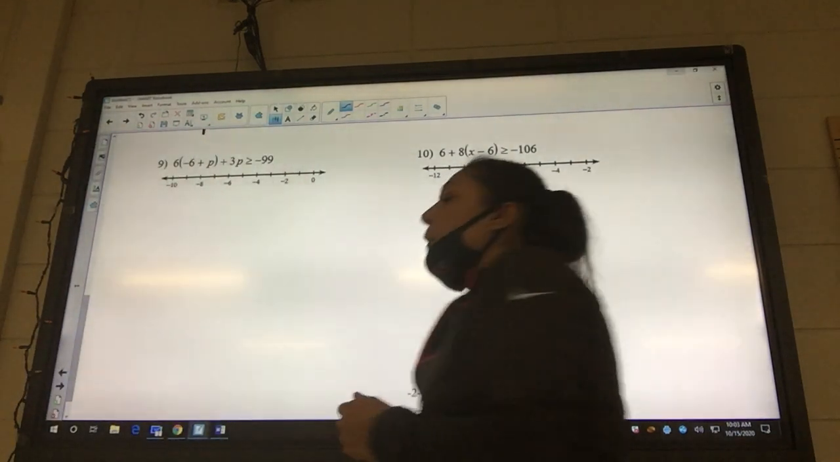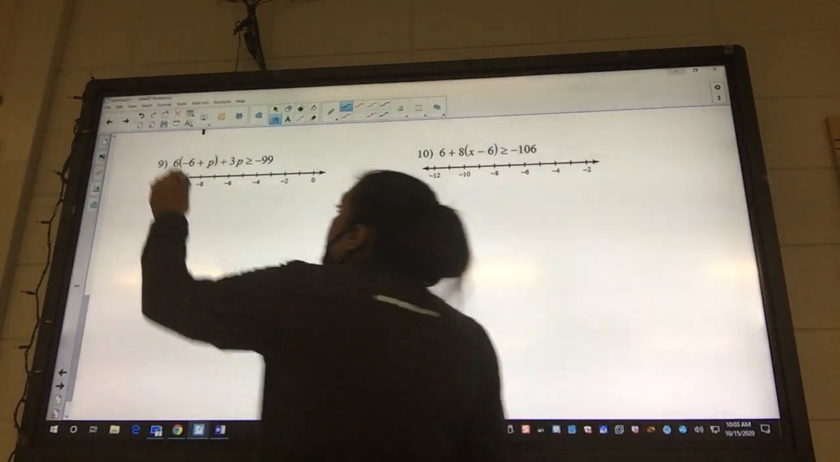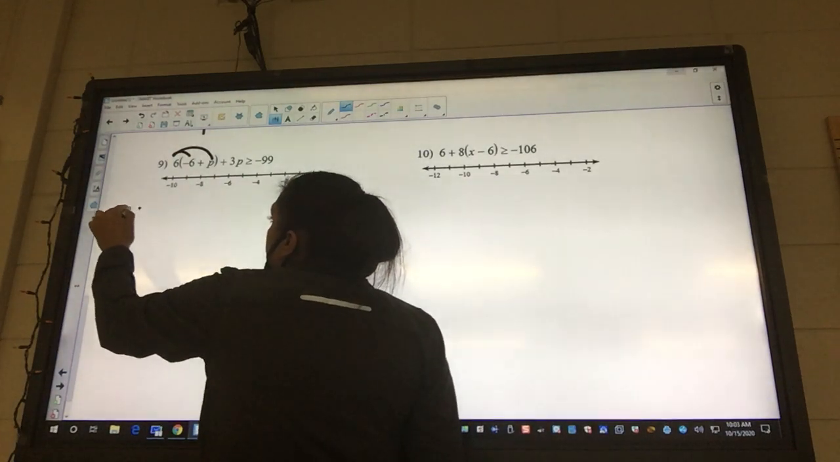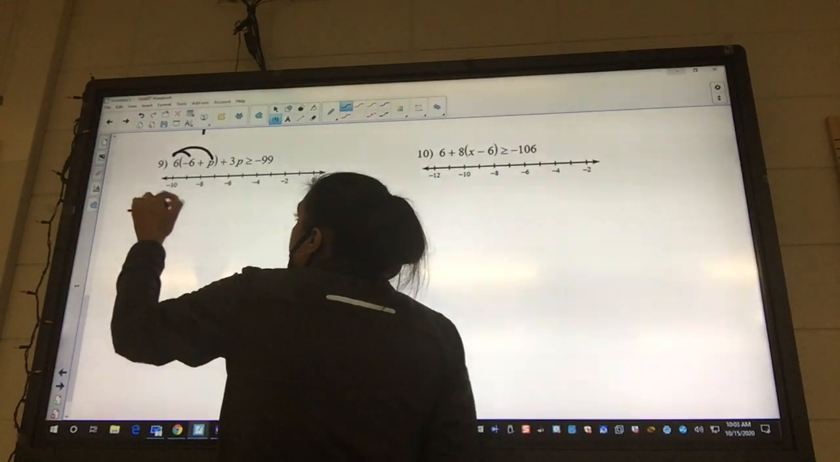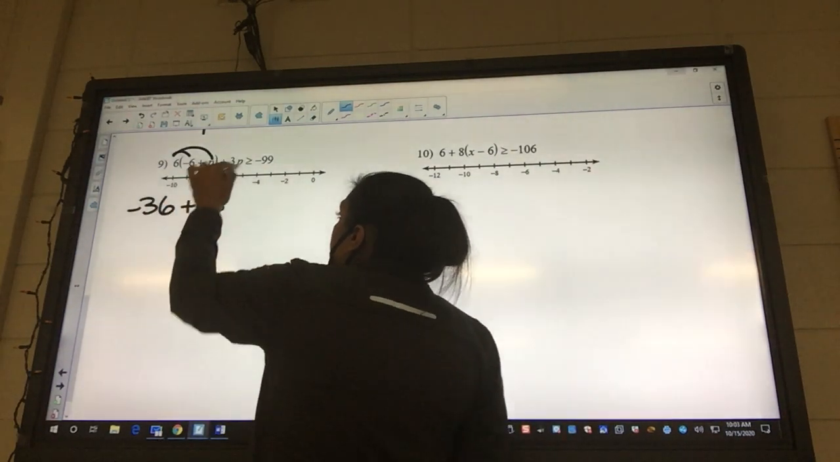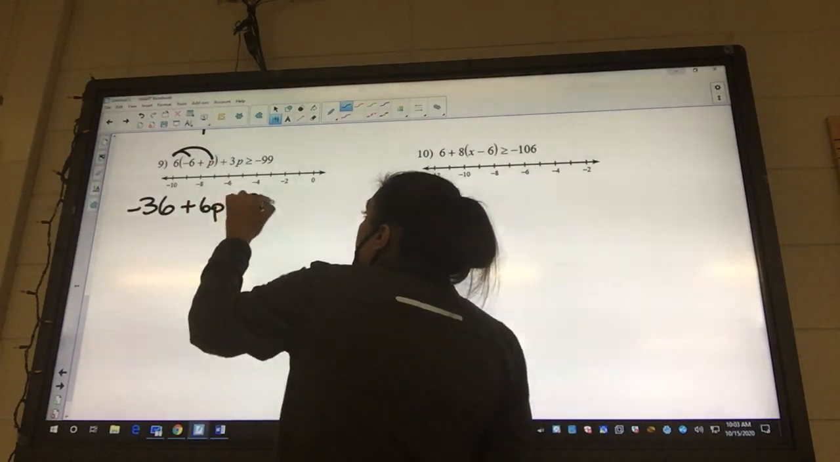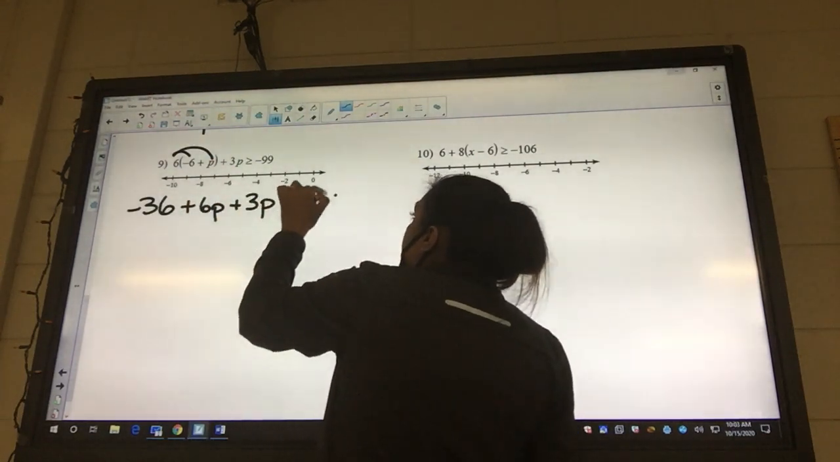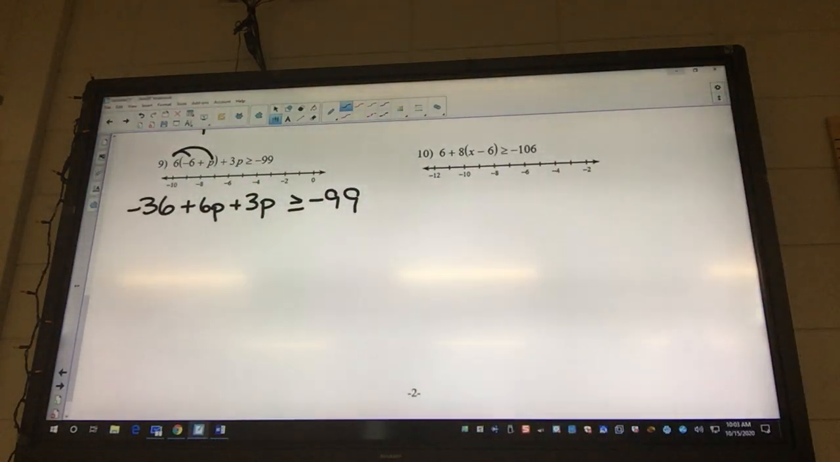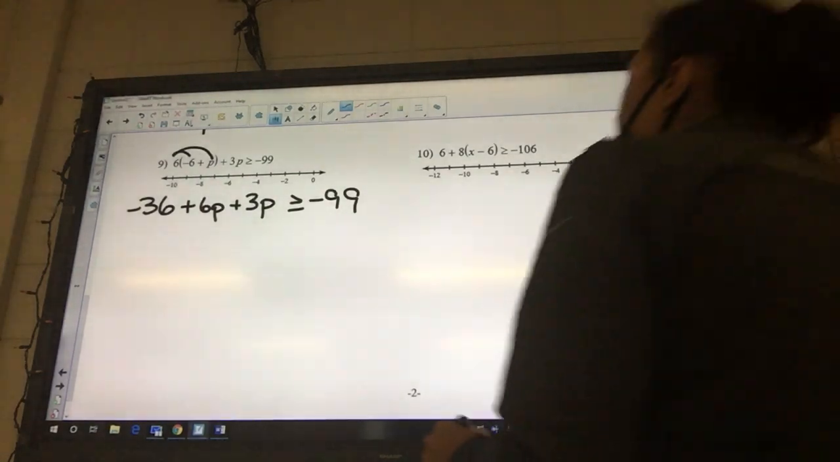Okay, so number 9, we're going to distribute. So I got 6 times negative 6. It's going to be minus 36. 6 times p is going to be plus 6p. I got this plus 3p. It's greater than or equal to negative 99. Okay, our next step is going to be combine like terms. The 6 and the 3 give me a 9.